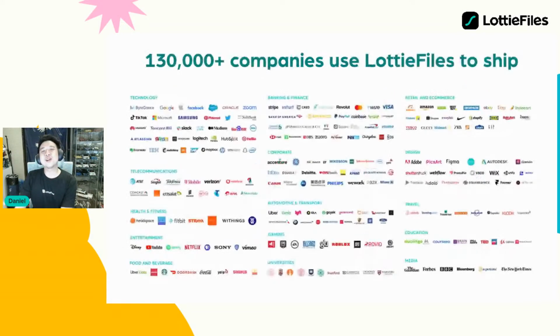There are over 130,000 companies that use LottieFiles to ship their animation, and some of them include TikTok, Google, Airbnb, and Disney. How many of these companies on screen can you spot?